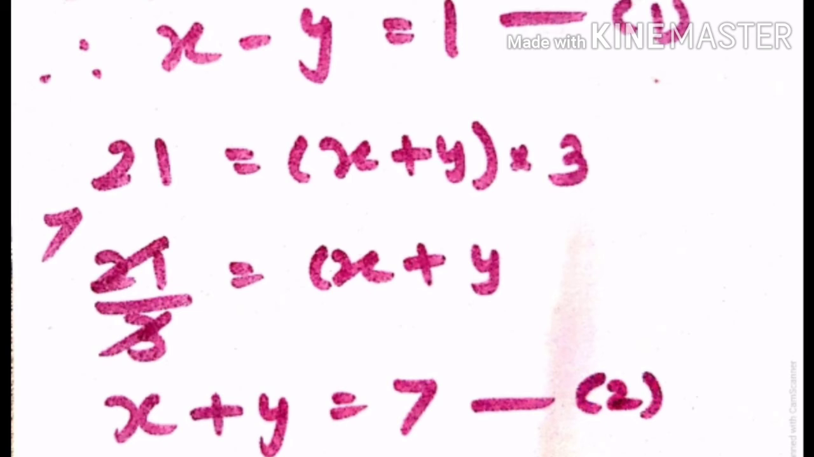Now read your question further. It is written that if they walk in opposite directions, they meet in 3 hours. It means if they move in the opposite direction, the distance between them is 21 only, which is equal to the speed in the opposite direction, x plus y, into the time 3. So I have used again distance is equal to speed into time. So 21 upon 3 is equal to x plus y. 21 divided by 3 is 7. So x plus y is equal to 7. This is our equation number 2.